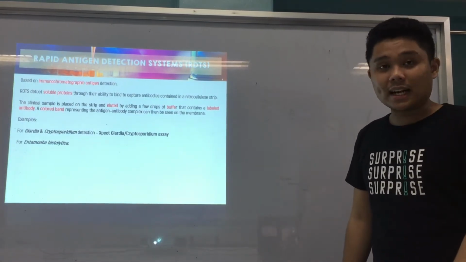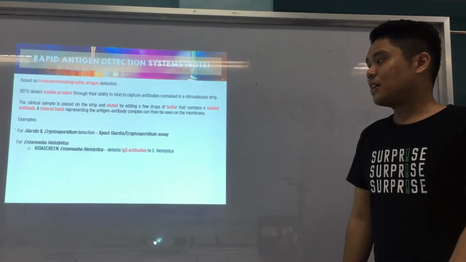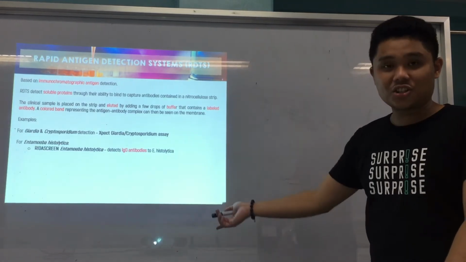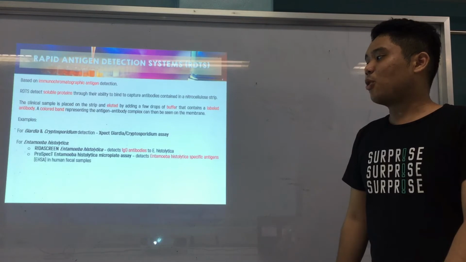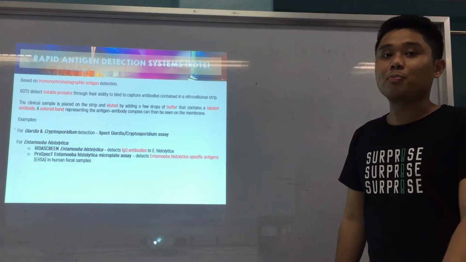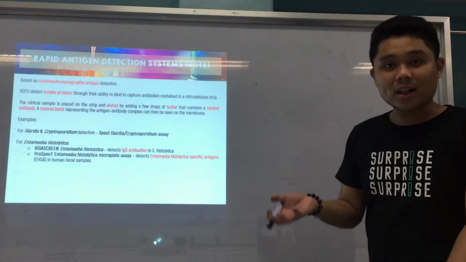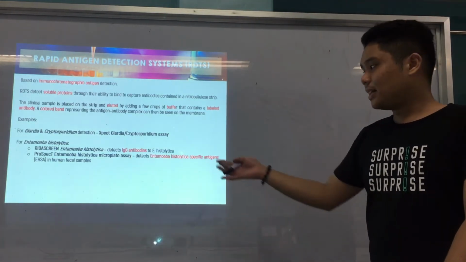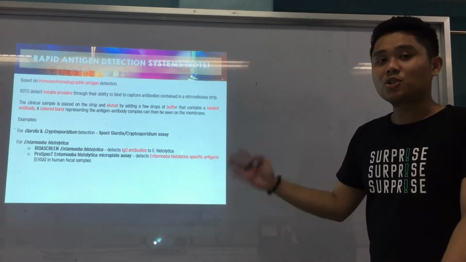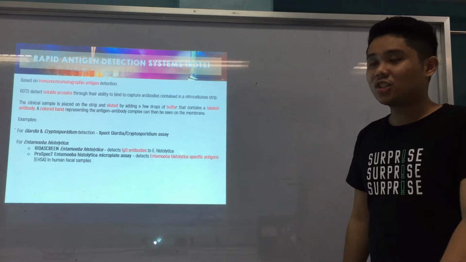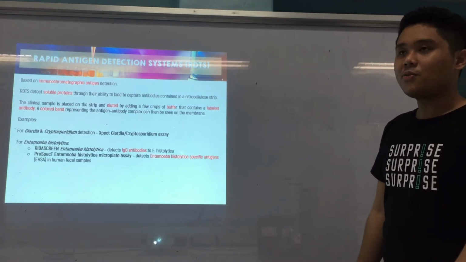For enzyme immunoassays we have different ways. First, you have the RIDA screen, which detects IgG antibodies. And you have the Prospect Entamoeba histolytica microplate assay. It's similar to your microtiter wells, but this time it detects your Entamoeba histolytica specific antigens or EHSA in human fecal samples.